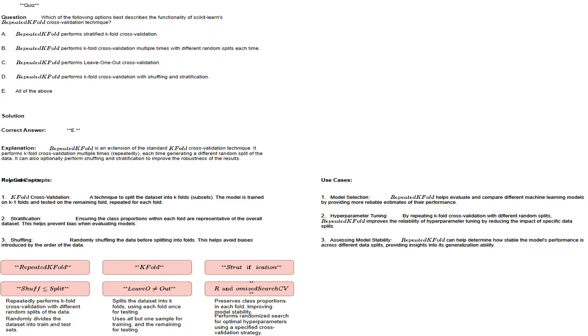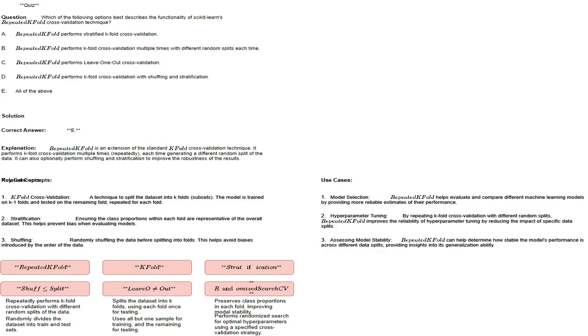D. Repeated k-fold performs k-fold cross-validation with shuffling and stratification. While repeated k-fold can incorporate shuffling and stratification, it's not always necessary. Its core functionality is to repeat k-fold cross-validation with different random splits. Shuffling and stratification are optional enhancements. True.